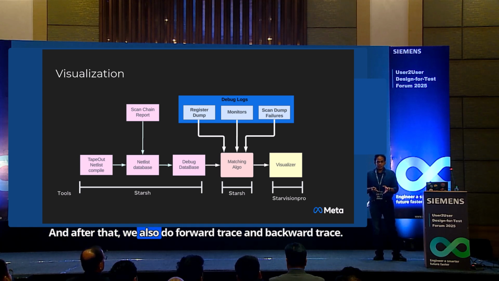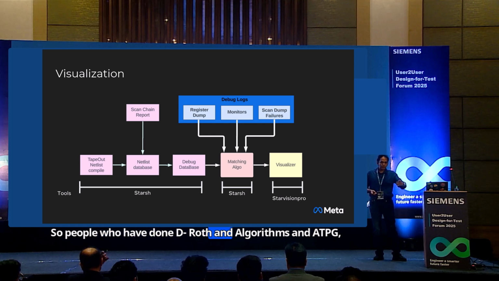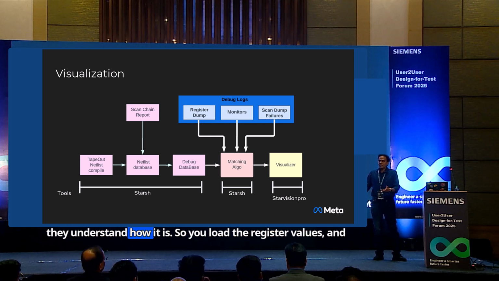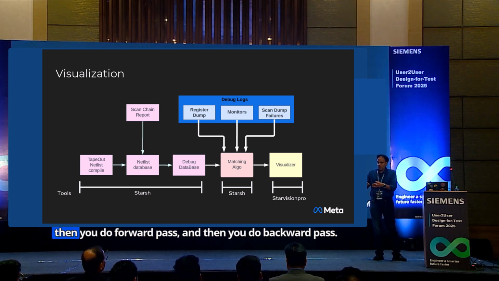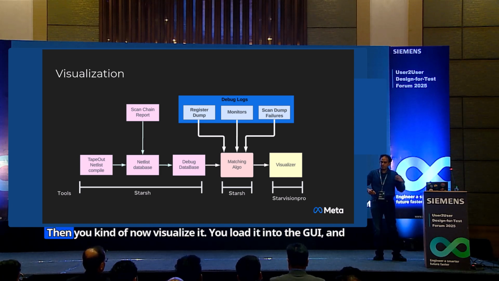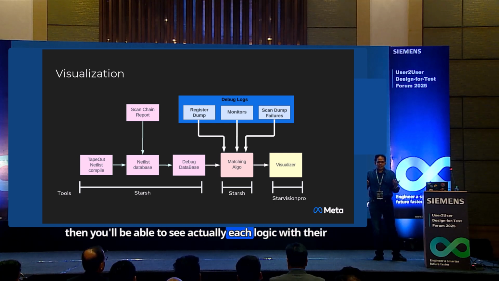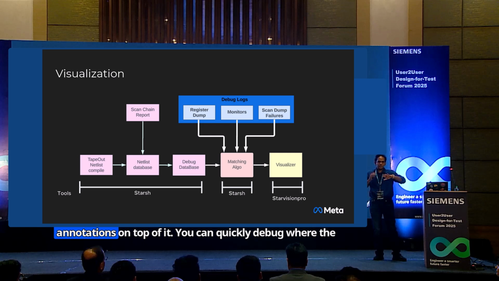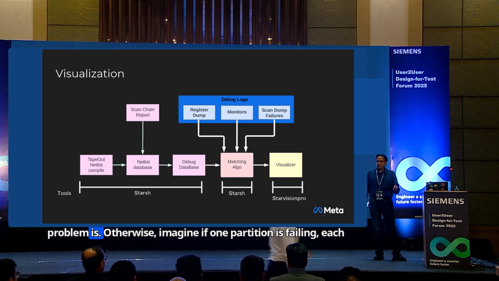And after that, we also do forward trace and backward trace. So people who have done DPODM algorithms in ATPG, they understand how it is. You load the register values, and then you do a forward pass, and then you do a backward pass. Then you visualize it. You load it into the GUI, and then you'll be able to see each logic with its annotations on top of it. You can quickly debug where the problem is.